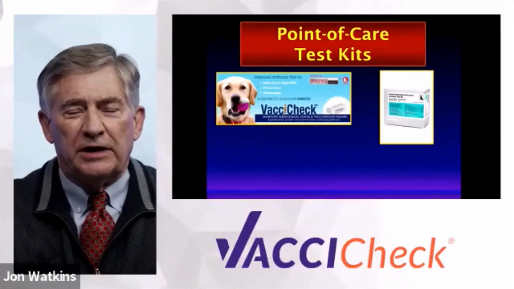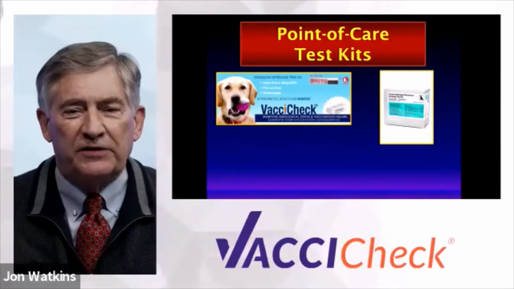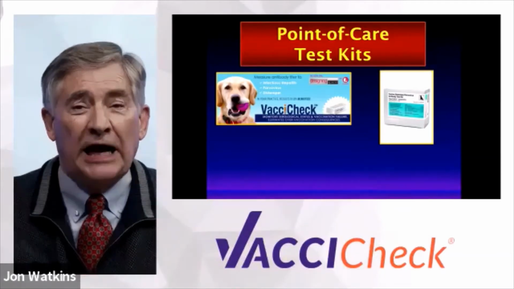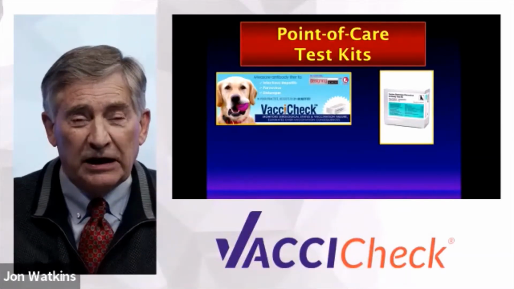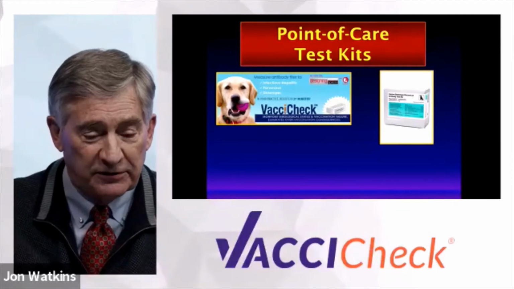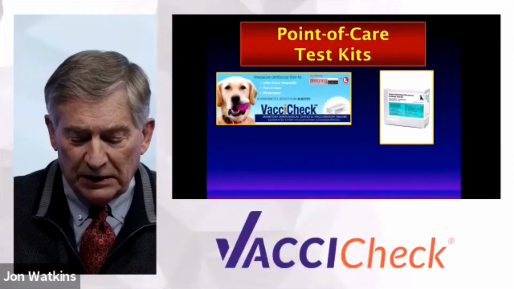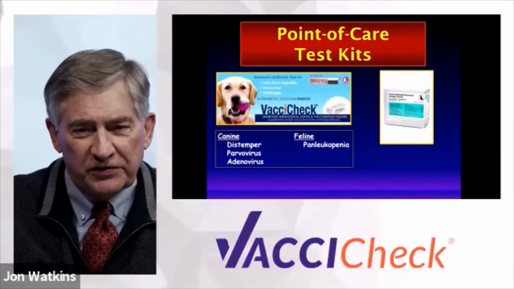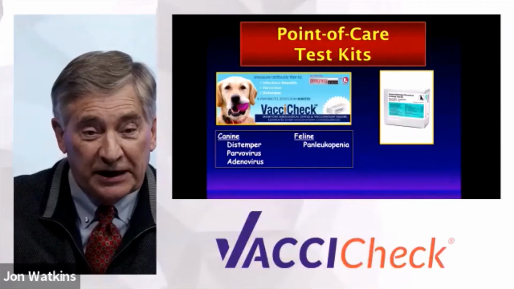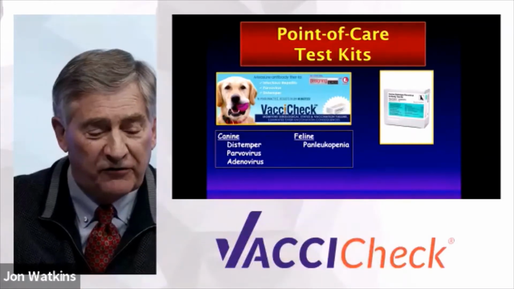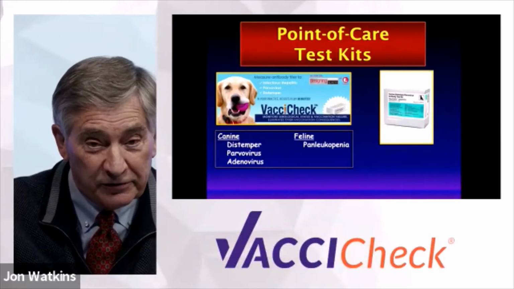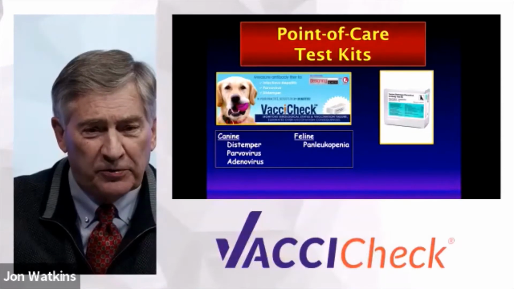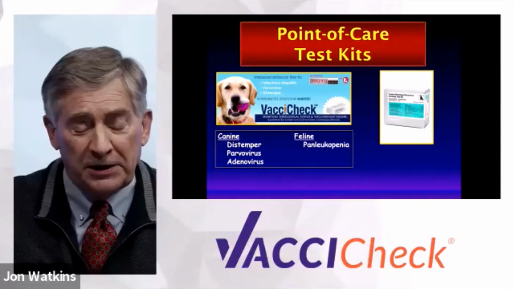With regard to in-clinic point-of-care testing in the United States, there are 2 kits available. Outside of the United States, only the Vaccinate is currently available, as I understand it. The Vaccinate test kit is the most recent technology for testing antibody, and there are test kits for distemper, parvo, and adenovirus. That's one test kit. A separate test kit will also provide antibody to feline panleukopenia.